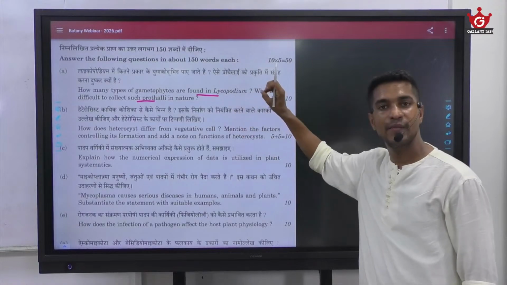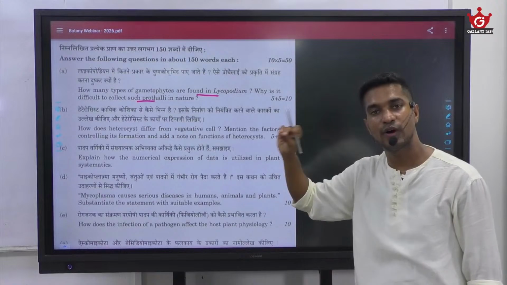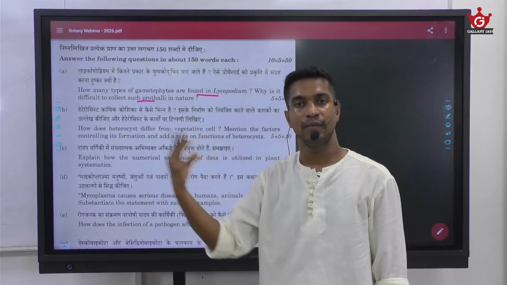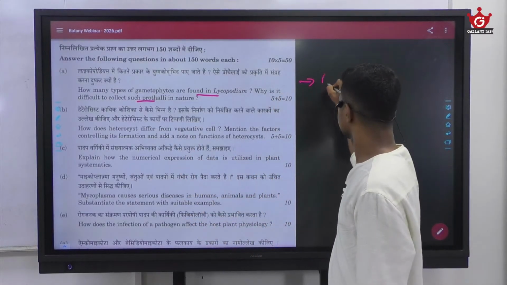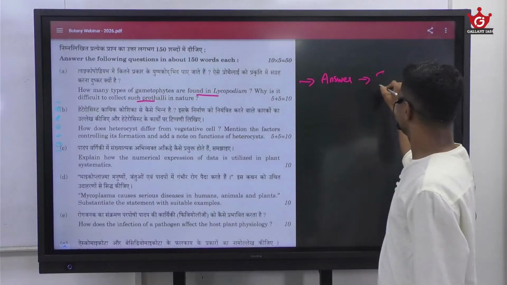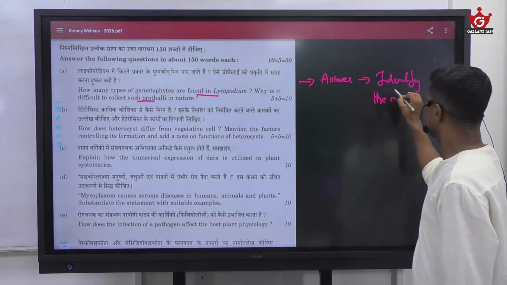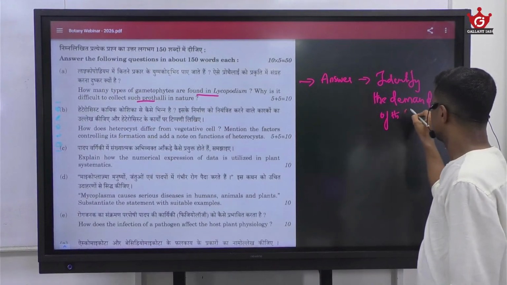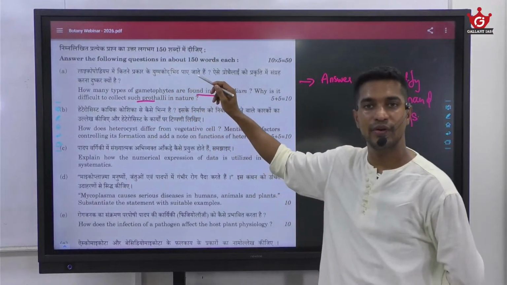Okay, so I mentioned that you must identify the demand of the question. That is the most important thing while you are answering a question in your optional paper or in your GS. If you're writing an answer, you have to identify the demand of the question. Identifying the demand of the question means firstly you have to analyze the question.